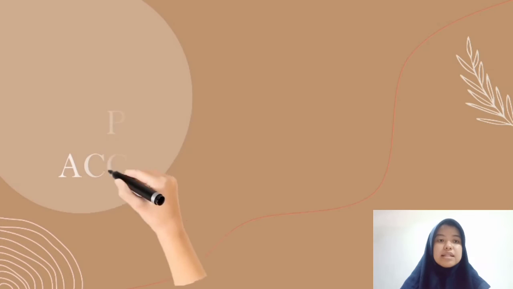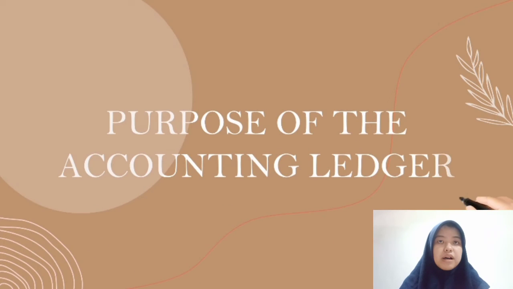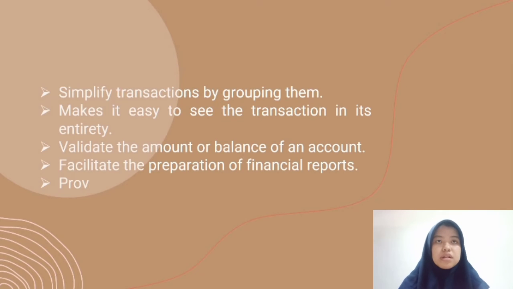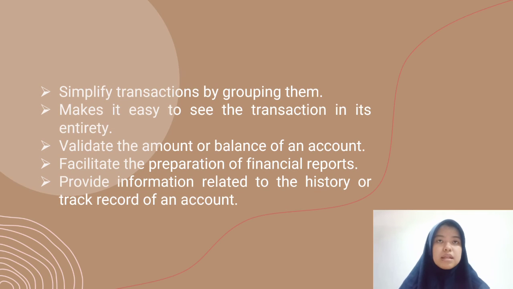The last section is the purpose of the accounting ledger. 5 purposes: simplify transactions by grouping them, make it easy to see the transactions in their entirety, validate the amount or balance of an account, facilitate the preparation of financial reports, provide information related to the history or track record of an account.